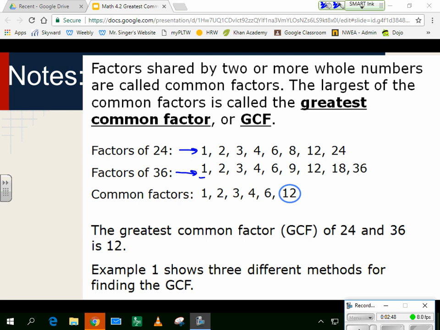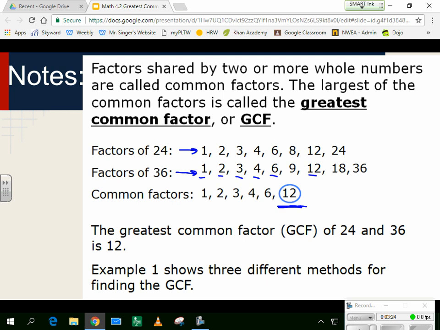They both have a 1, they both have a 2, they both have a 3, they both have a 4, they both have a 6, and then 24, 8 goes into 24, but 9 doesn't, but 9 goes into 36, and then they both have a 12. 24 also has 24, and 36 has 18 and 36. But as common factors, the greatest of them is 12. So what we can say is the greatest common factor of 24 and 36 is 12. So the largest number they share in common is 12.